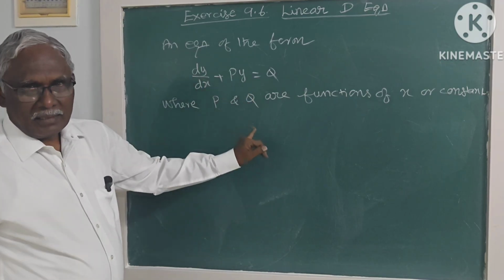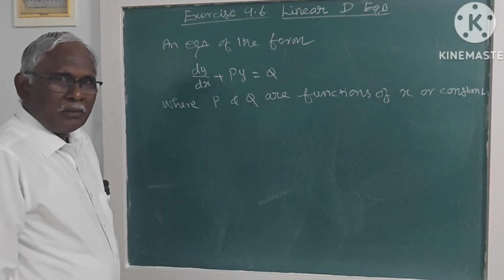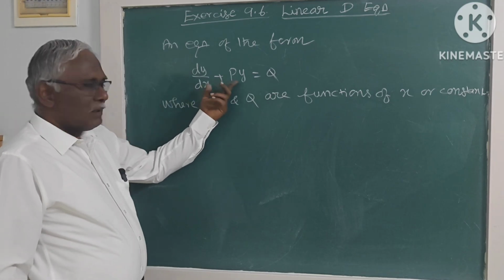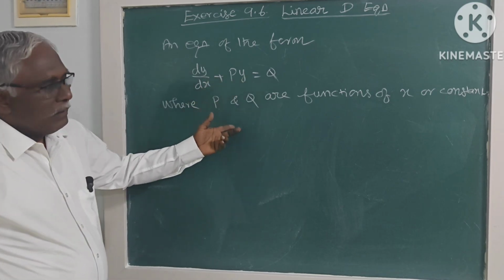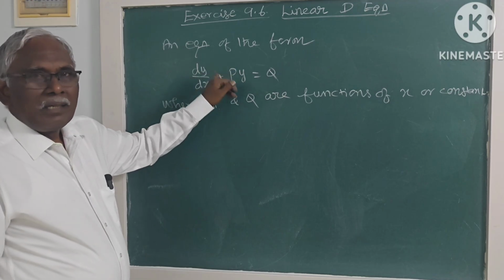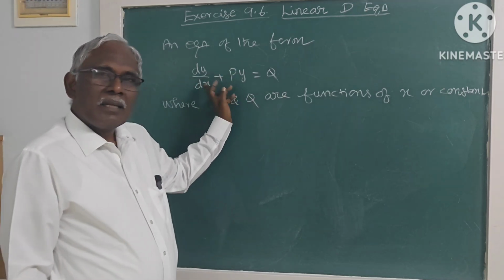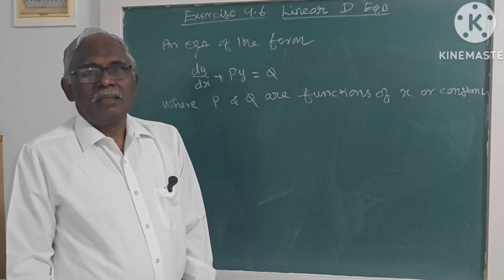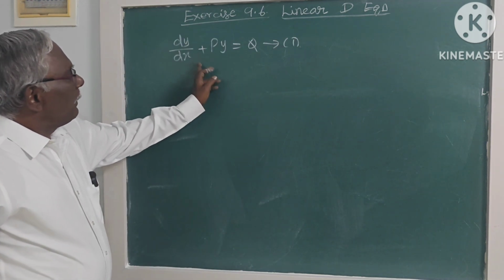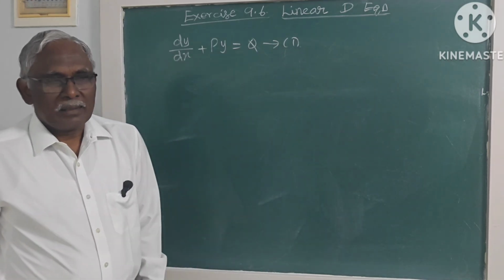dy by dx is the highest derivative, so the order of the differential equation is 1, and the degree of the differential equation is 1. Therefore this is a first order linear differential equation. And we have to see how to find the general solution for this first order linear differential equation. Here P and Q both are functions of x or constant.